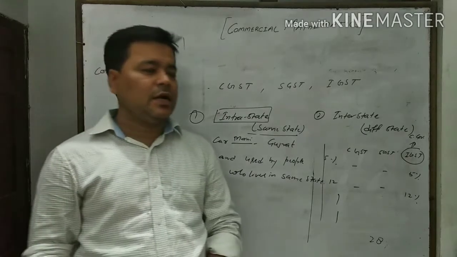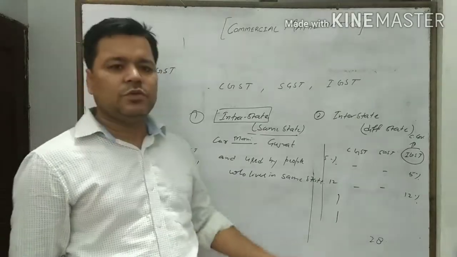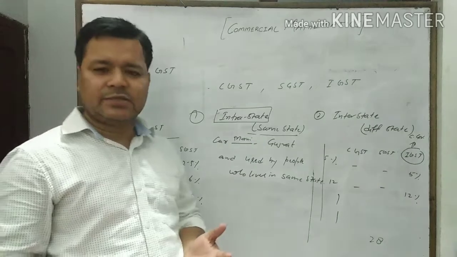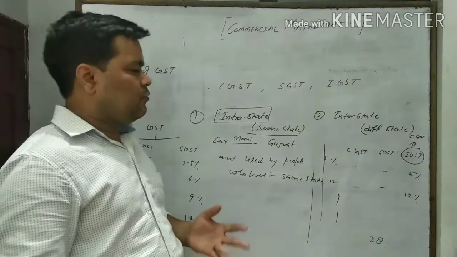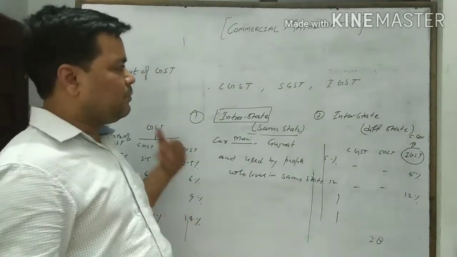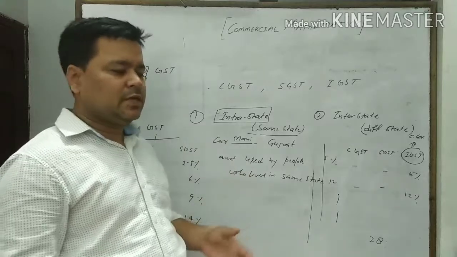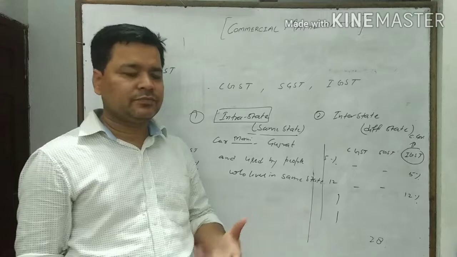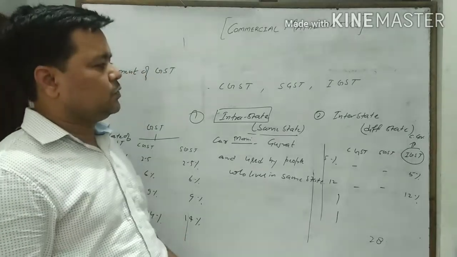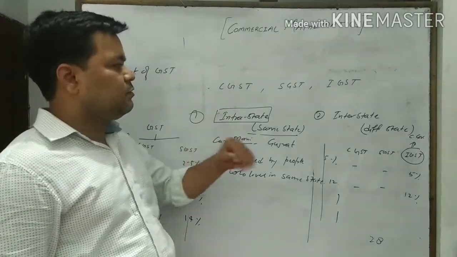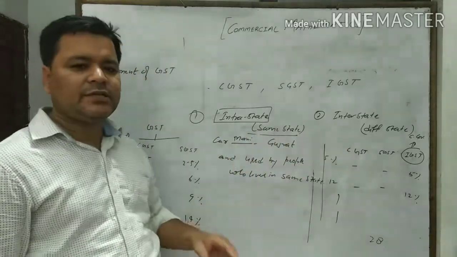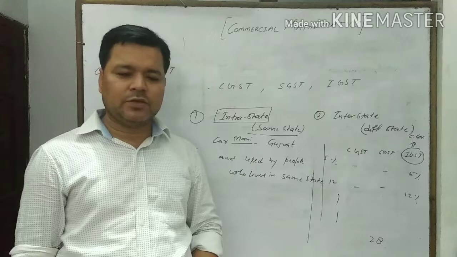In this way, I tried to explain all the terms related to the topic. Basically, what is tax, types of tax, the way of coming from VAT to GST, and what is the need of GST. After that, what is CGST, what is SGST, what is interstate and what is intra-state. Different terms I tried to make you understand.